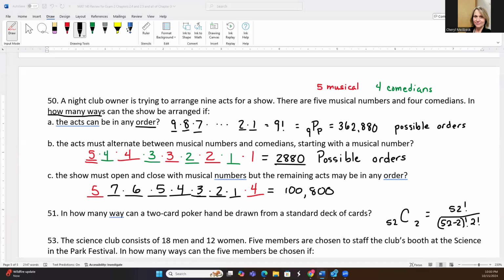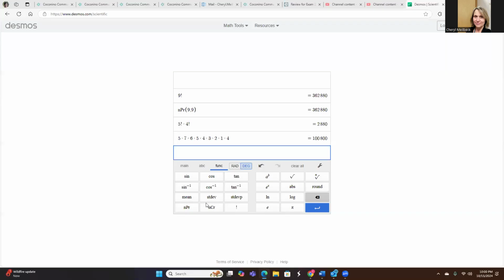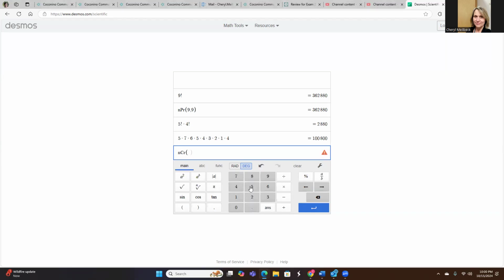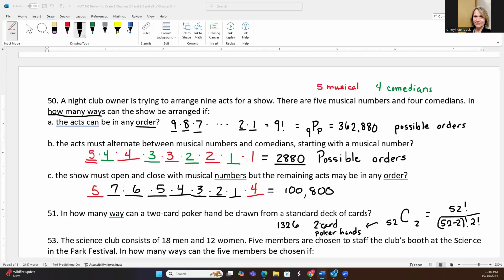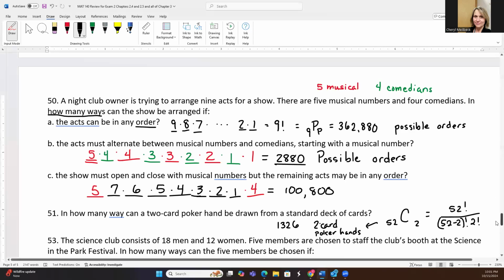Let's try that. So the combination thing is right down here when we go to functions. So we do that, and then it was 52 choose 2. Looks like the answer is there are 1,326. So it looks like there are 1,326 two-card poker hands.